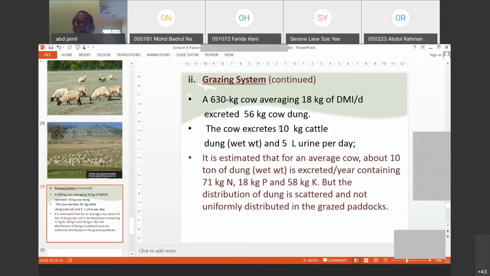This is in the data for smaller animal. They can excrete about 10 kilogram. Now here is 56 kilogram for bigger animal. This is smaller animal. But here I want to indicate the amount of urine from such a size of cattle. When they excrete about 10 kilogram, the amount of urine excreted is about 5 liter. So make sure you have plenty of water.